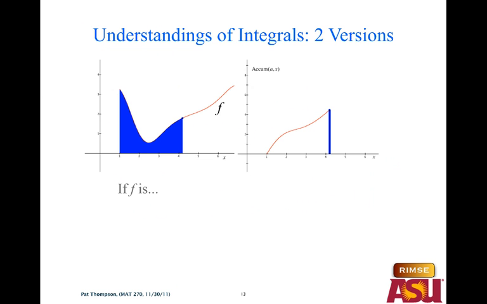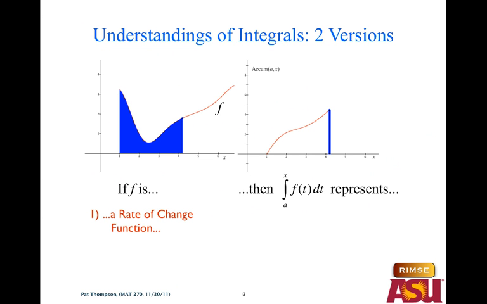Okay, so let's summarize that. If the function f is a rate of change function, which is what we've been working on all semester long, then what does the integral from a to x of f of t dt represent? It represents net accumulation with a reset at a, at the rate little f. It's the net accumulation of a quantity with rate f and a reset at x equals a. In other words, it's that y value on the net accumulation function.